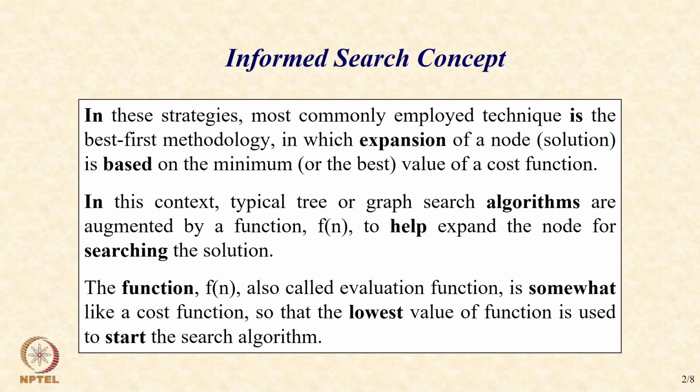And in order to do that, the tree or the graph search algorithms are augmented by a function f(n), where n is the identifier of that particular node, to help expand the node for searching the solution. This function f(n) is typically called the evaluation function. It is almost somewhat like a cost function. So, the lowest value of this function is used to start the search algorithm.